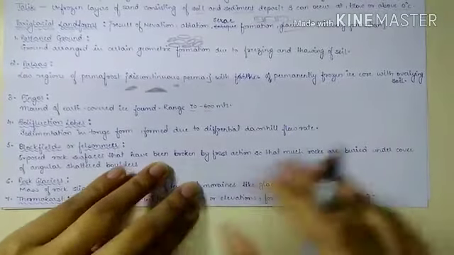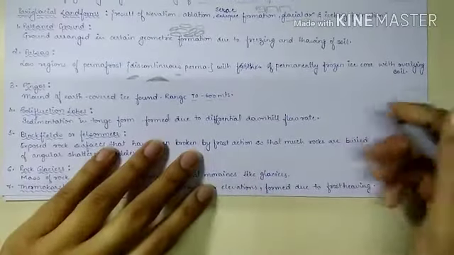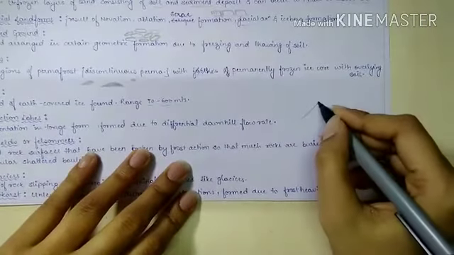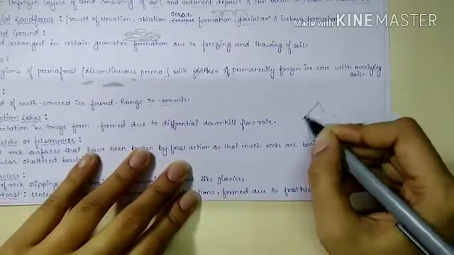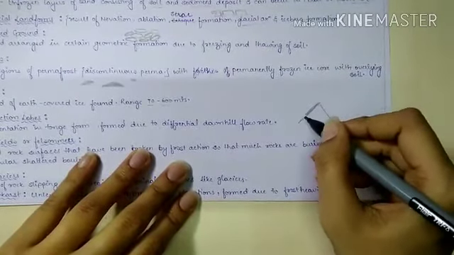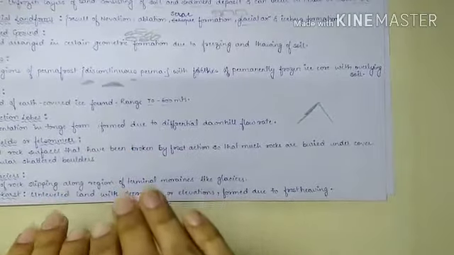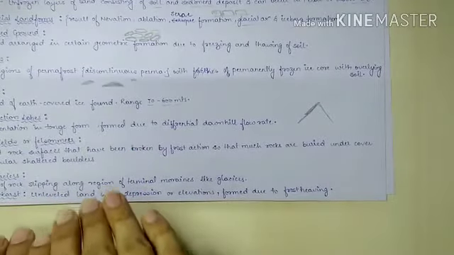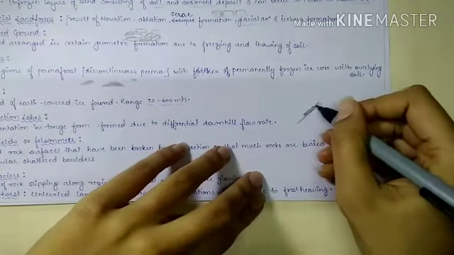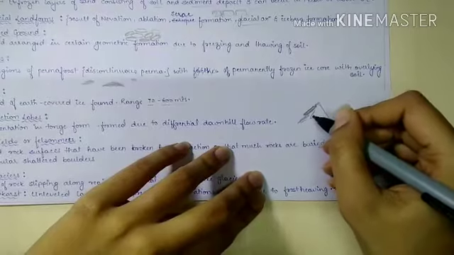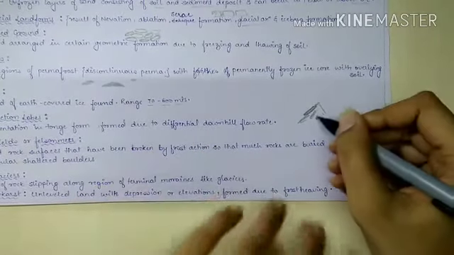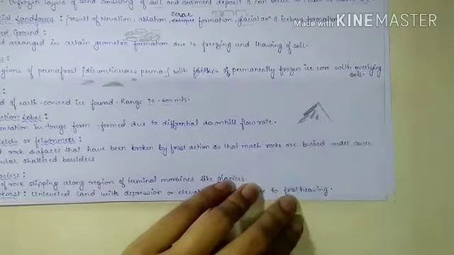Next we have solifluction lobes. See what happens: this is the area. When the soil comes down, it comes down unevenly, at different rates of flow, so a tongue-like structure is formed like this, and these are known as solifluction lobes.